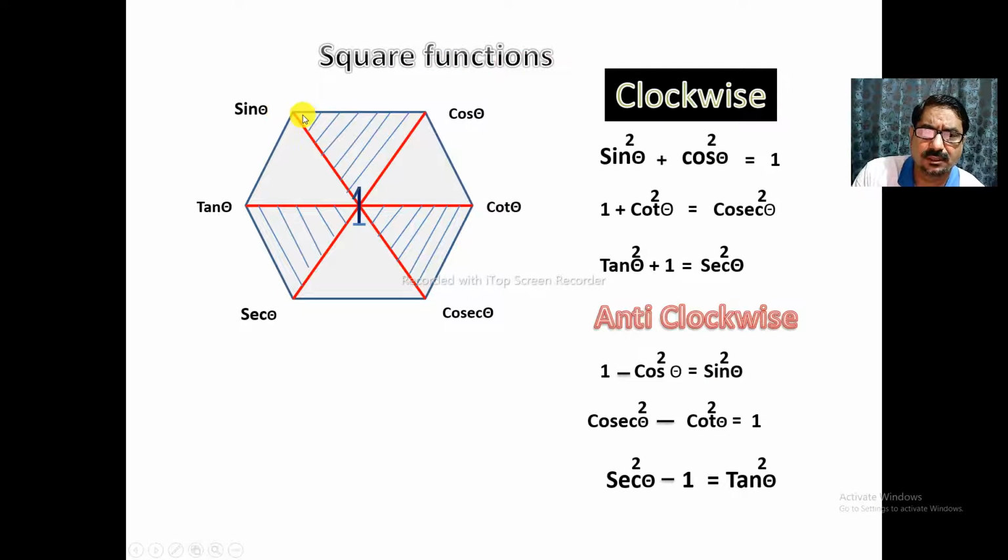So I am just showing you the trick. You can remember that the order is the same, but you just take every alternate angle, make some parallel lines in that, or just make some color in that, and then you double this function: sine square theta plus cos square theta, you get 1. See, this square plus this square is 1, this square plus this square is 1, this square plus this square is 1. Okay, and similarly, if you go anti-clockwise, 1 minus cos square theta is sin square theta.